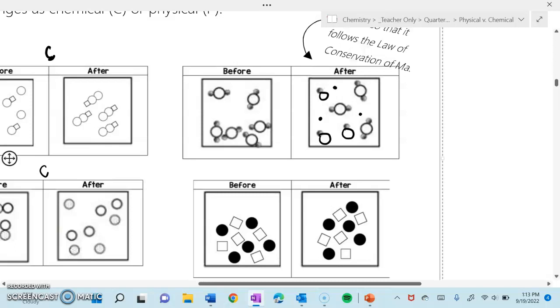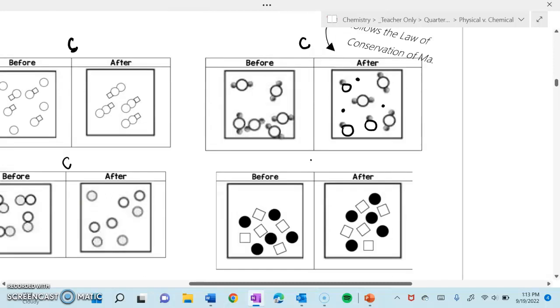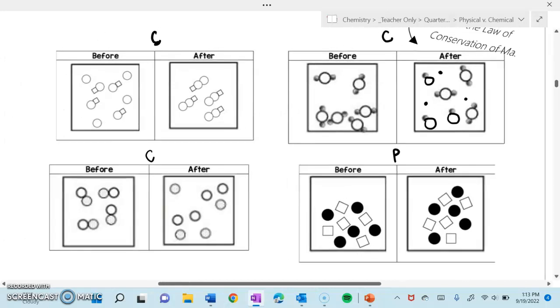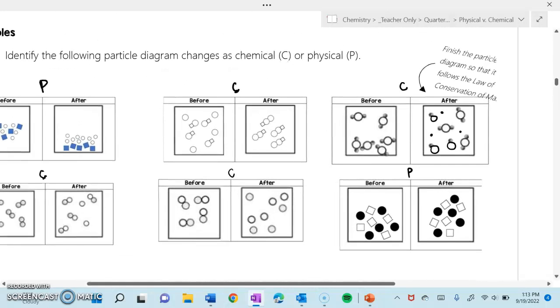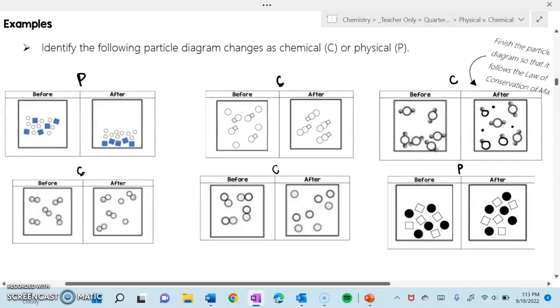If we're breaking bonds, then this would be a chemical change. And lastly, before and after, this looks like it was mixed up together. This is a physical change. I don't see any new bonds formed or broken. That is what physical and chemical changes look like on the particle level.